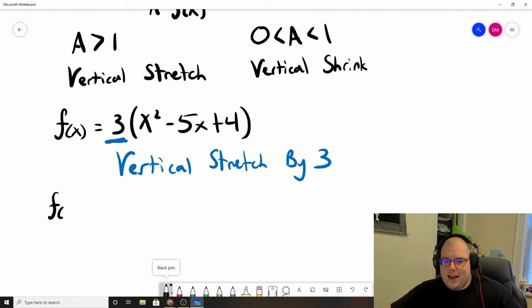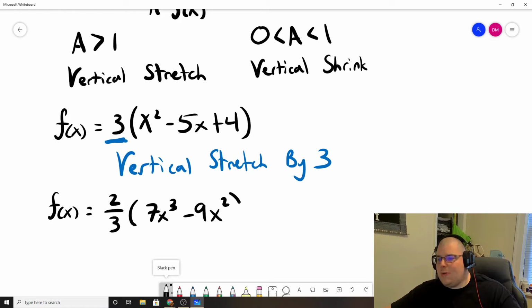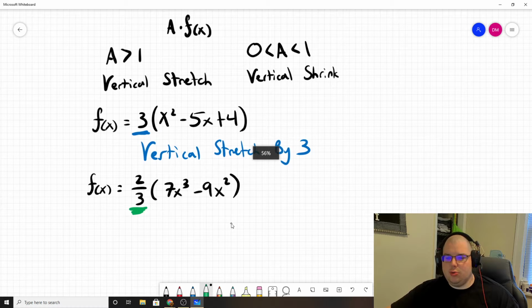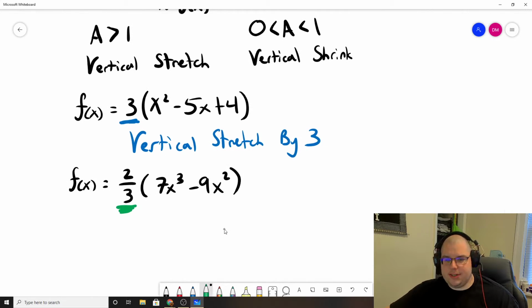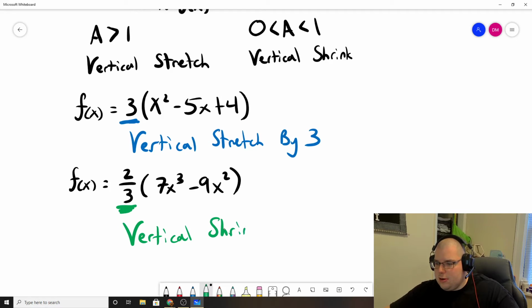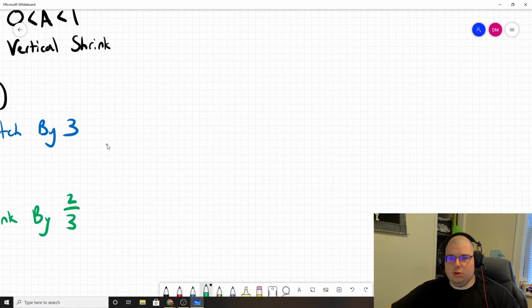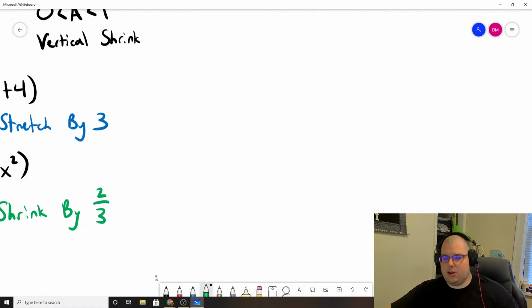If I look at another function, say f of x equals 2/3 times 7x cubed minus 9x squared, that 2/3 right here is between 0 and 1. 2/3 is 0.6 repeating, so that's between 0 and 1, and this results in a vertical shrink by 2/3. I'm going to do one or two more problems for you.